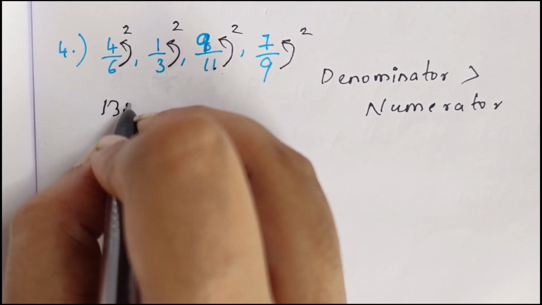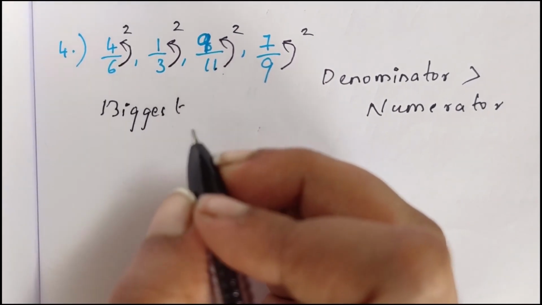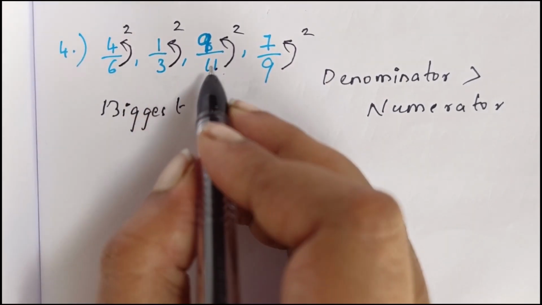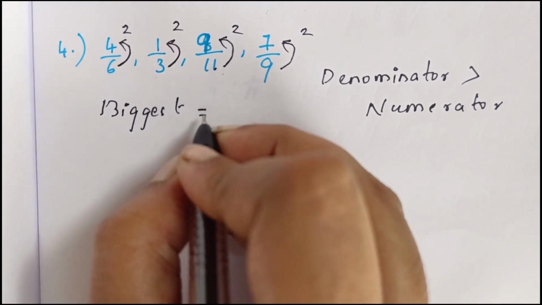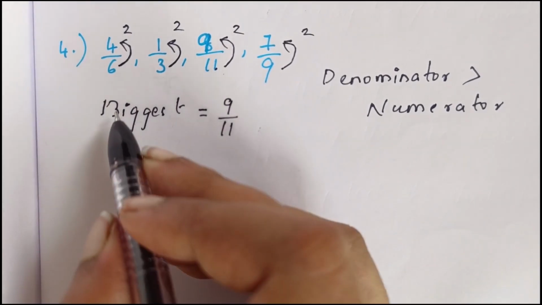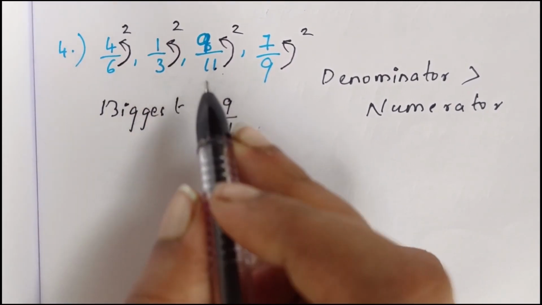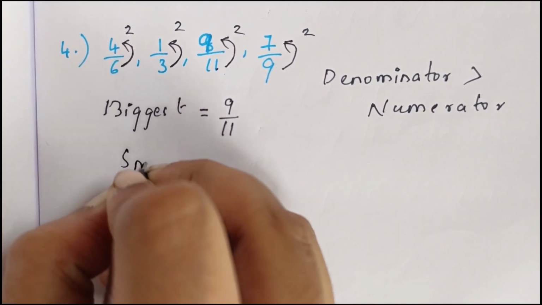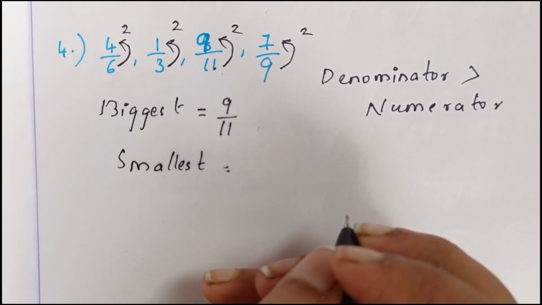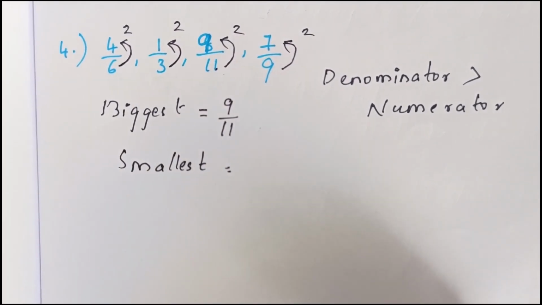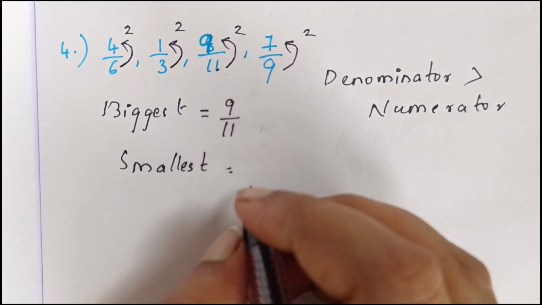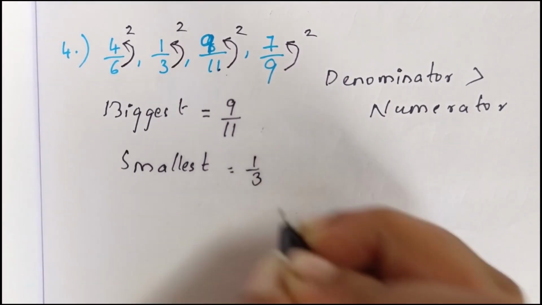So in that case, the biggest fraction will be the fraction with bigger numbers. So here the fraction with bigger numbers is 9 by 11. So 9 by 11 is the biggest fraction among these. So the biggest fraction is the fraction with bigger numerators and denominators, and the smallest fraction will be the fraction with smaller numerators and denominators. So this is also a very easy method. You can solve it within seconds. So the smallest one will be the one with the smallest numbers, that is 1 by 3.